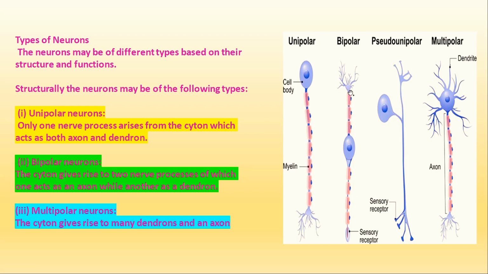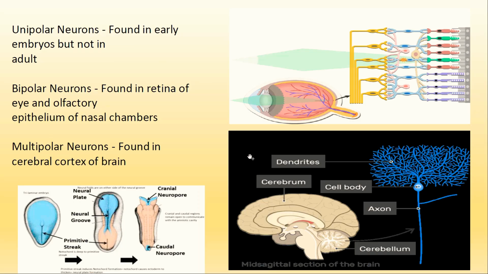The second one is bipolar neurons, which have one axon and one dendron. So here is the dendron and here is the axon. Next one is multipolar neuron, where the cyton gives rise to many dendrons and an axon. Here this is the pseudo unipolar, where we have one projection out of the cyton that divides into two projections. So it is called pseudo unipolar.